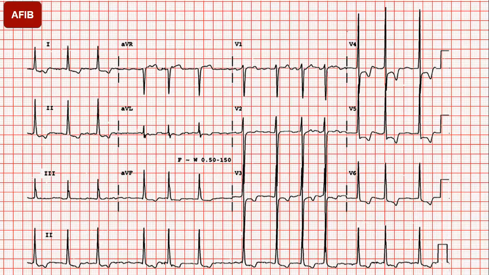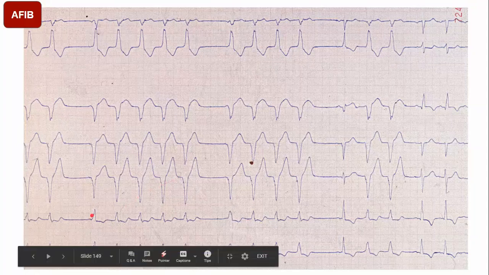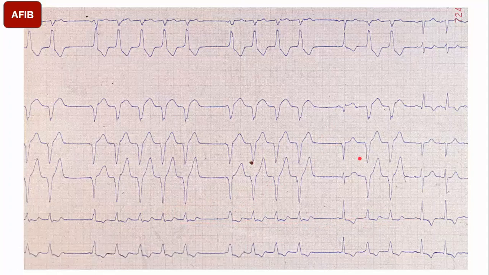Let's look at this one, a little bit easier. Irregularly irregular, no visible reproducible P waves. It has to be atrial fibrillation. Here's another example of AFib. We don't see reproducible P waves, and the first thing that always comes to your mind, if you see something irregularly irregular, think about AFib over and over and over.